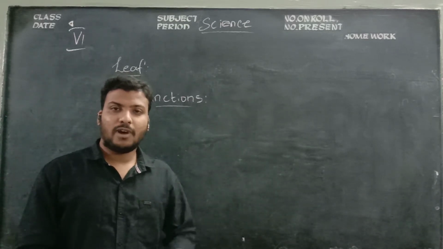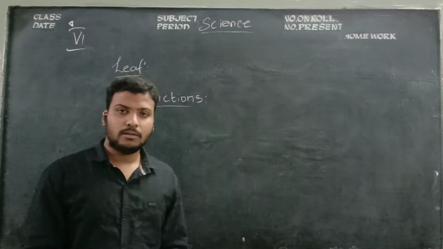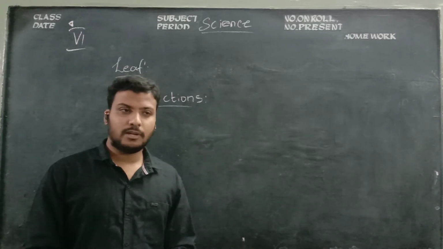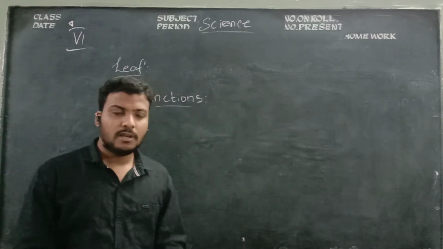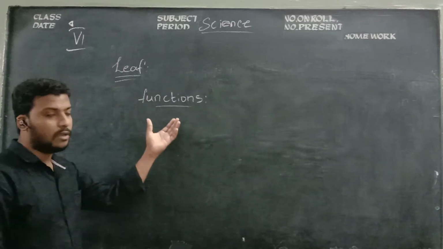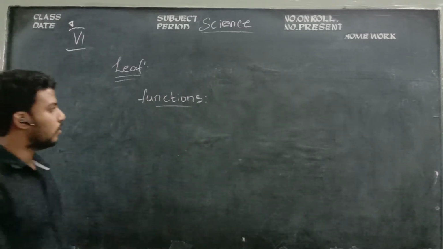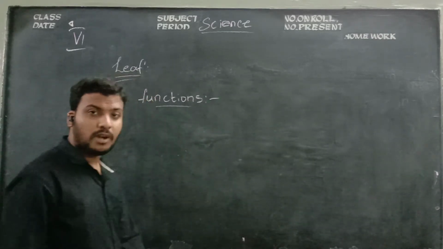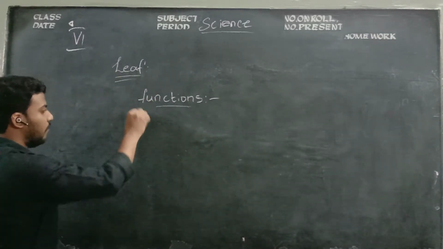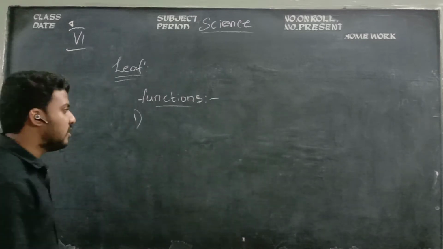What is the function of hands? To write, to swim, to hit. All these are certain functions. A leaf also has some functions in it. So the first function of the leaf is that it helps in respiration.